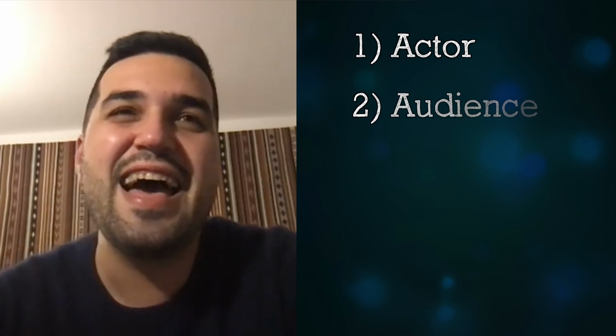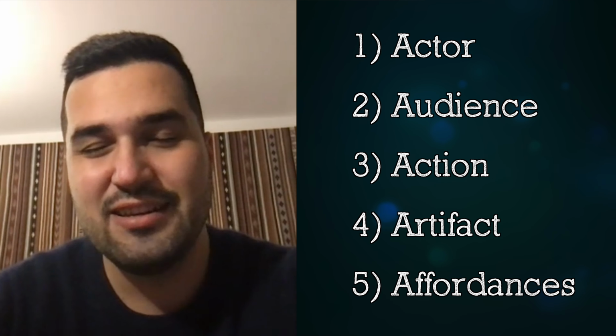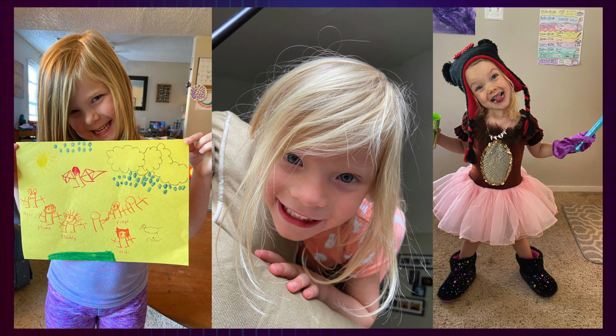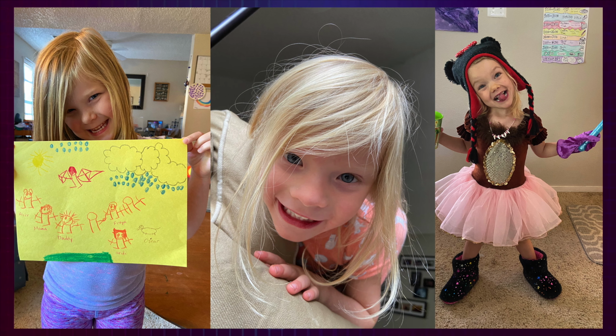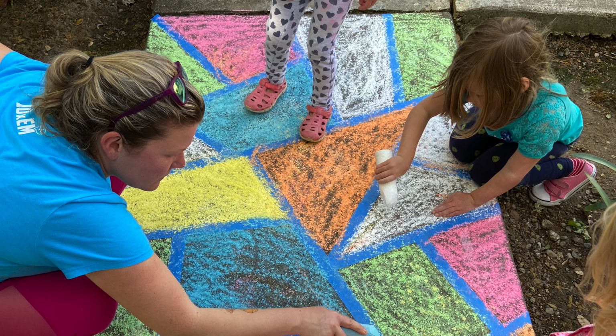So I came up with this 5A model, and it's not that I'm in love with everything with the letter A, but it just came naturally that I would think of the creative actor, the audience, the action, the artifacts, and the affordances. The creative actor is basically the person, but it can also be a group, it can also be a community. So who is the agent of creativity?